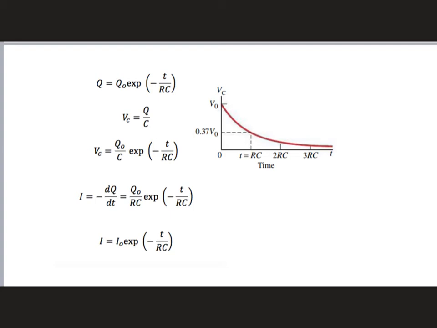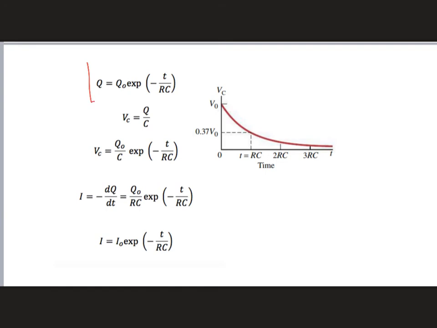And remember that when you have this exponential decay, when you get to one time constant, you've basically fallen to 37% of the initial value. And once you get beyond about 3 time constants, you've pretty much, asymptotically, gotten pretty close to 0.